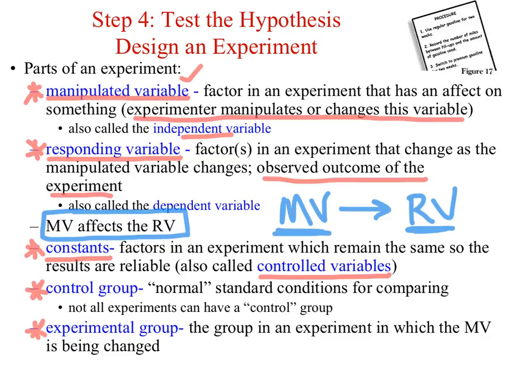Our control group is the test group that is the normal standard conditions so that you can compare your results. Some experiments don't have a control group, but many do. It's important to have a control group because I would not know how good green light works unless I compared it to plants grown in the sun or under white light, which is their normal growing conditions. I mean, green light might grow plants, but how much do the green light plants grow compared to the normal conditions? And our experimental group is the group that we're changing. It's the group with the manipulated variable in it.